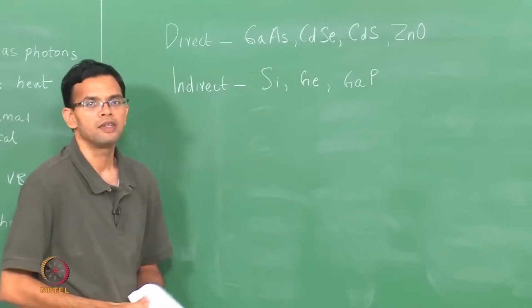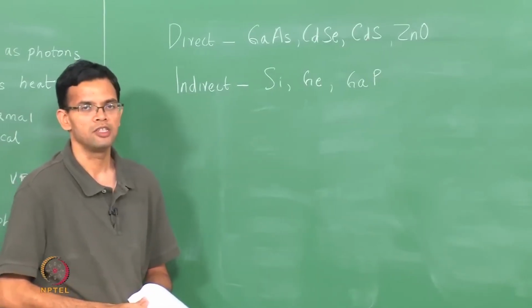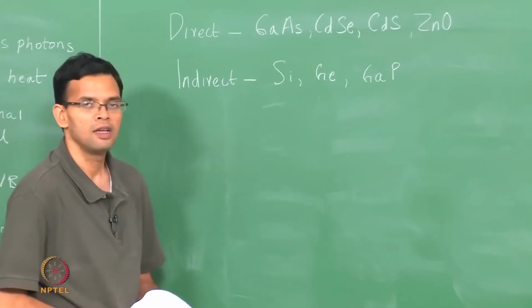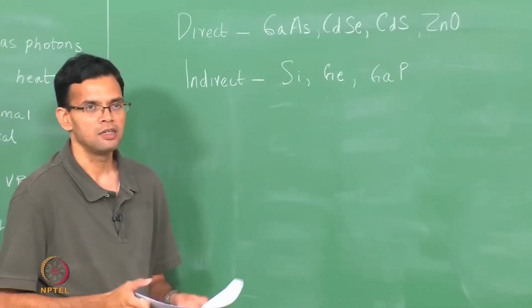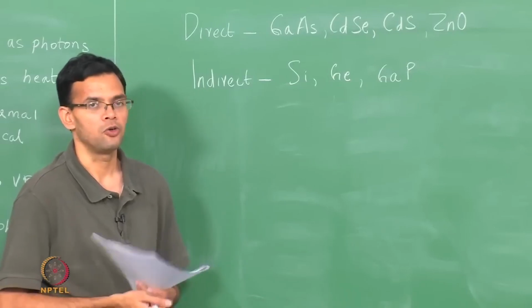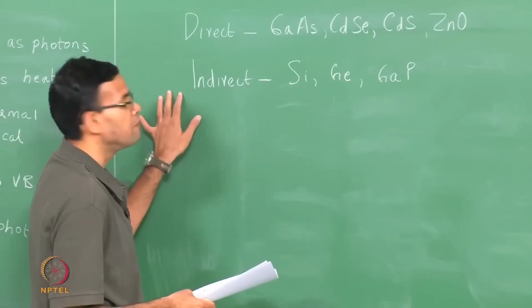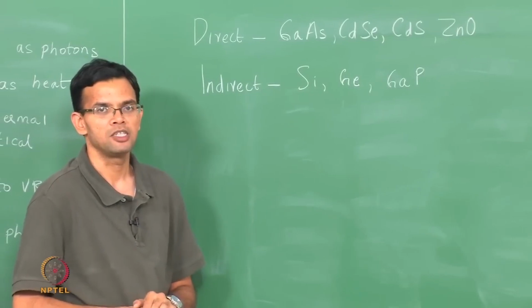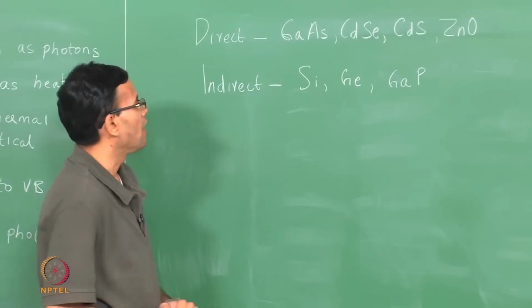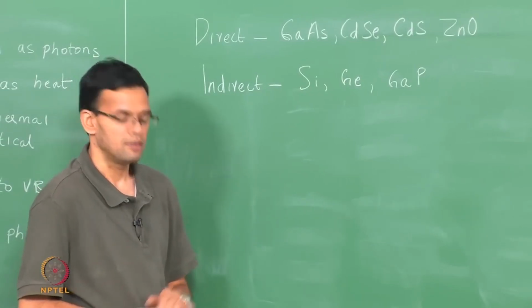Direct band gap semiconductors have applications in the case of optoelectronic devices. They can be used in LEDs, solar cells, photovoltaics and so on. So, that is one of their advantages. They not only have applications on the electronic side, they also have applications on the optical side.